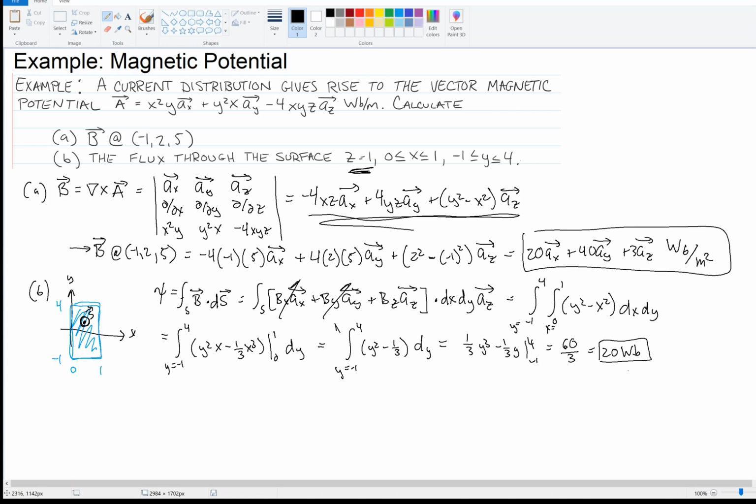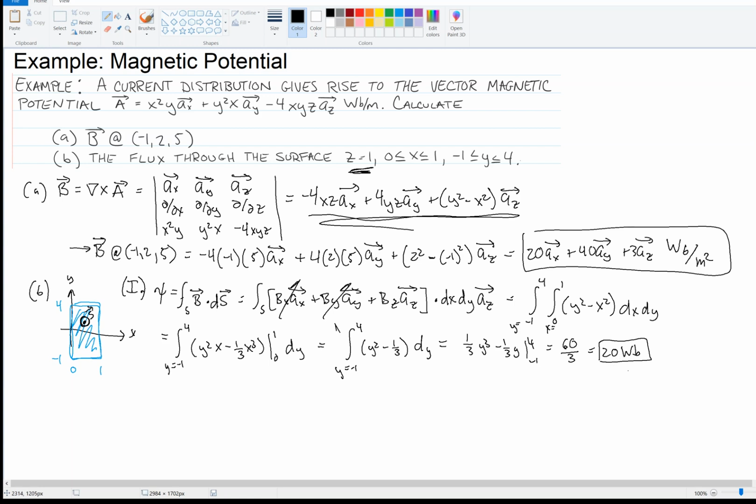Alright, so that was one way of doing that. So I want to show two different ways. We'll say that was kind of part one, and I want to emphasize here that that is the answer. So if you were just instructed to find the flux, you've got the answer there correctly.